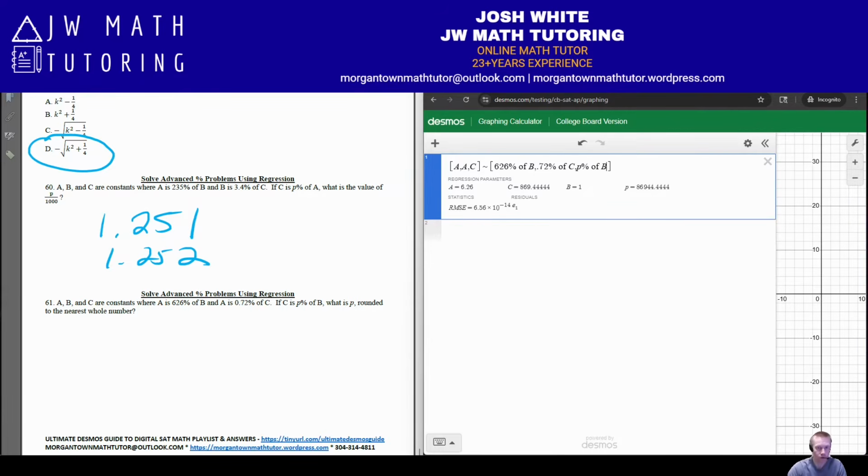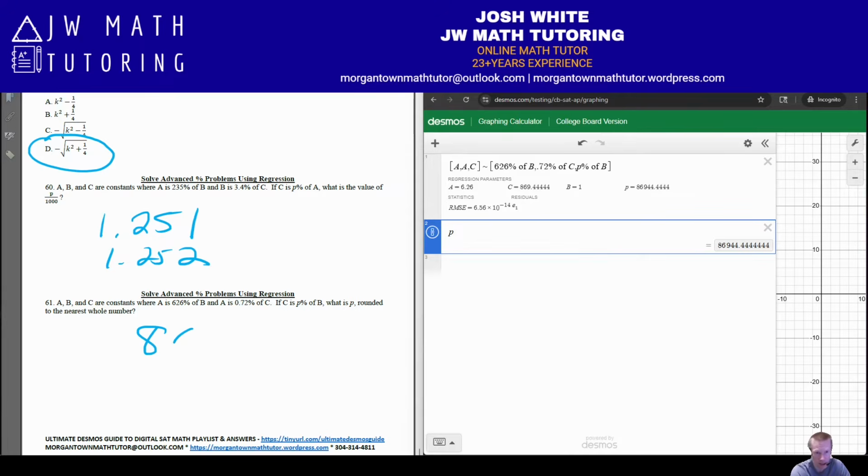So again, notice here it shows values for A, B, and C. Those aren't really what's important. What's important is the value for P. That is what we are asked to find. And in this case, since it's rounded to the nearest whole number, the answer that you would enter is just going to be 86944. So that's how you could solve this advanced percentage problem by typing everything into one regression statement. Basically, it's a system of equations. You're putting in three different equations, and it finds the value of P without any issues or problems.